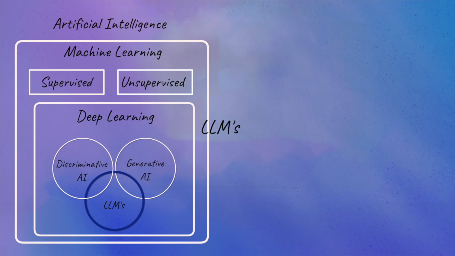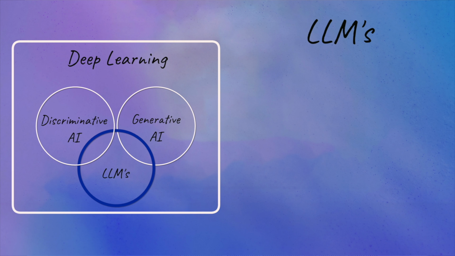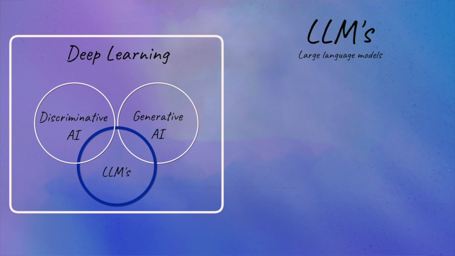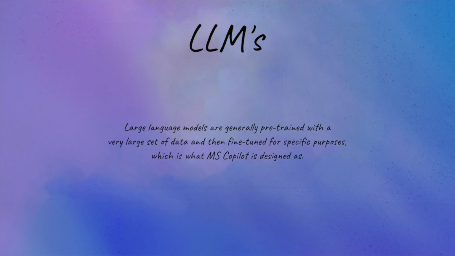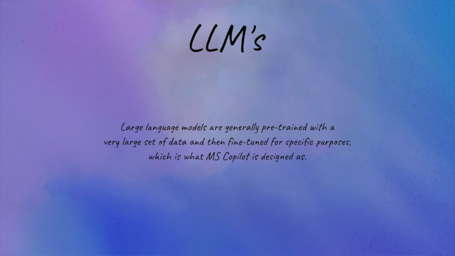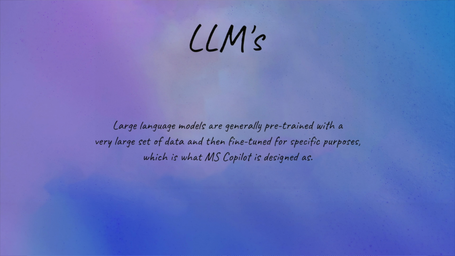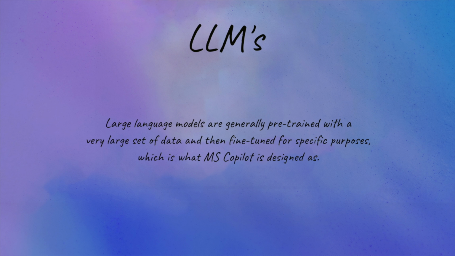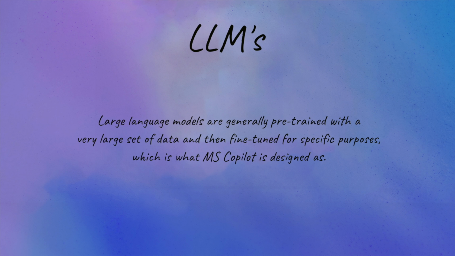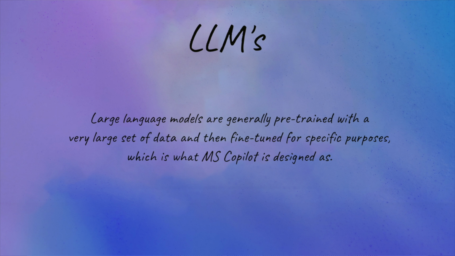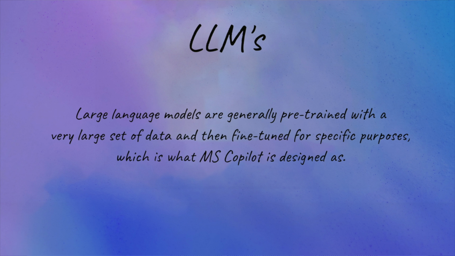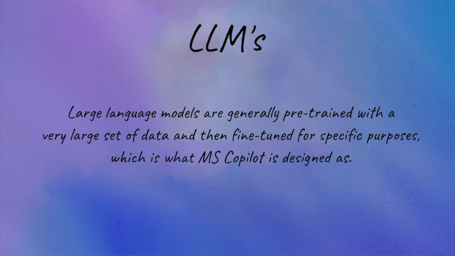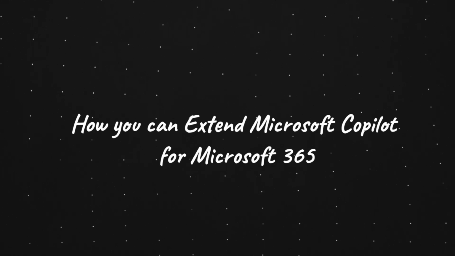Now let's look at large language models. As we saw earlier, LLMs are also a subset of deep learning. And although there is some overlap between LLMs and Gen AI, they are not exactly the same thing. An important distinction is that large language models are generally pre-trained with a large set of data and then fine-tuned for a specific purpose, which is what Microsoft Copilot is doing with their LLMs.